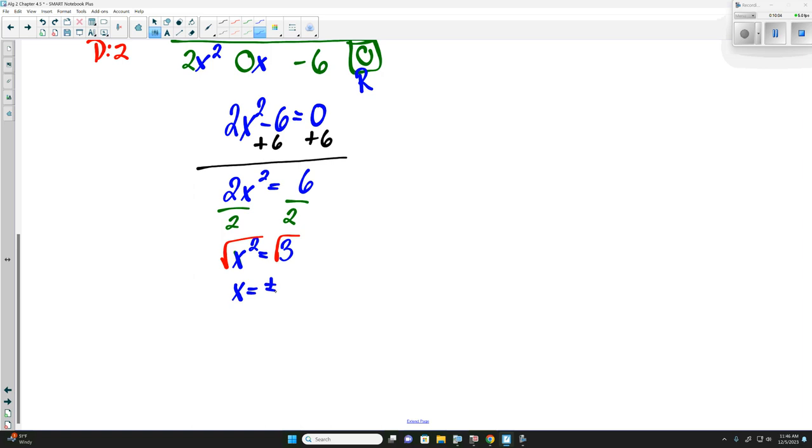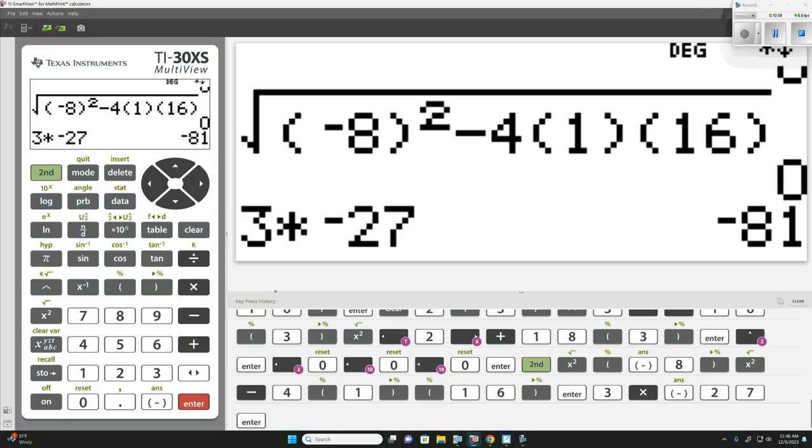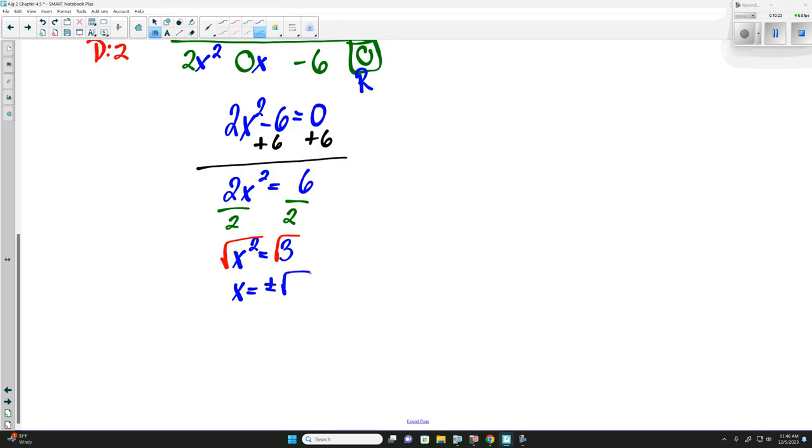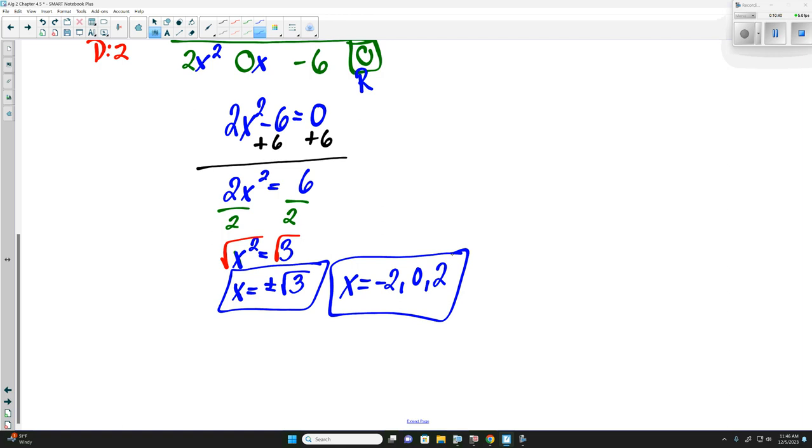Square root of x squared is x equals plus or minus the square root of 3. We can use a calculator to simplify radicals for us, and if we plug in the square root of 3, it tells us it is square root of 3. So it doesn't reduce, which means it's just plus or minus the square root of 3. So we do have those two solutions there, and we still have our -2, 0, and 2. So for this problem here, we have a total of 5 solutions.